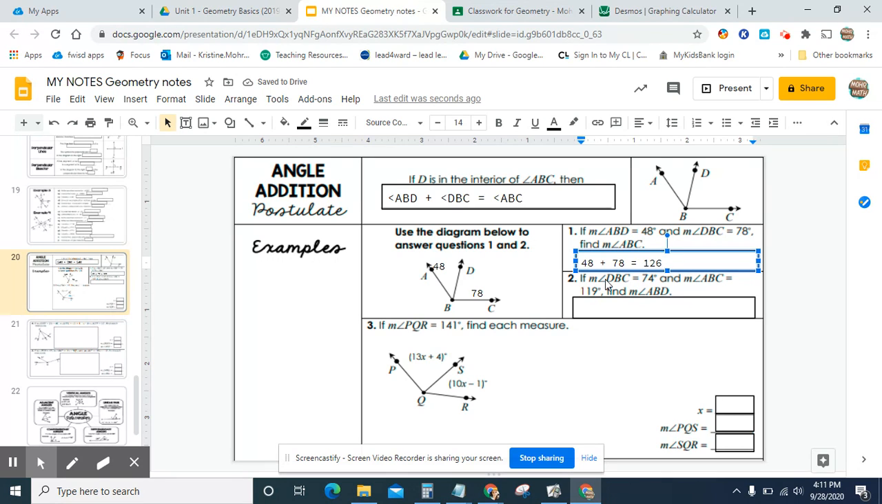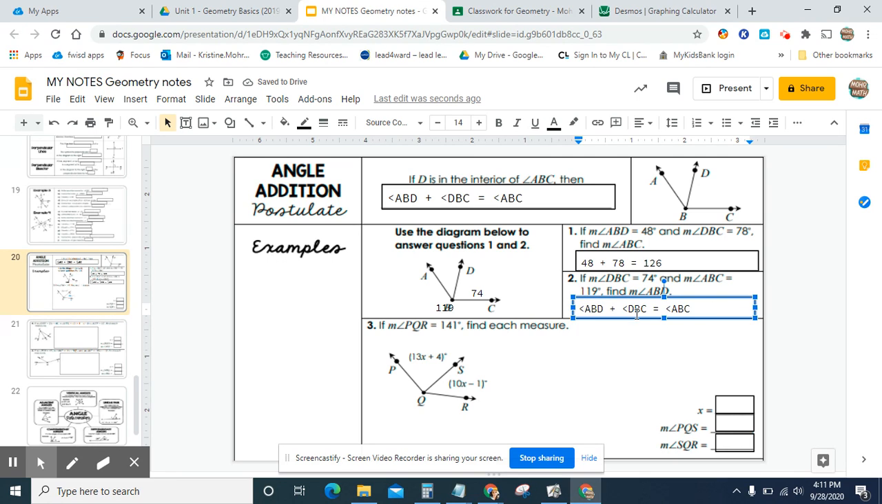Now, for our second example, we have angle DBC. Here's where you have to be really careful about which angles you're using. So DBC is now 74, and ABC, this whole piece, is 119. I'm going to write it out here so I have space. We need to find ABD. Same thing: we know that angle ABD plus angle DBC equals the whole ABC angle.